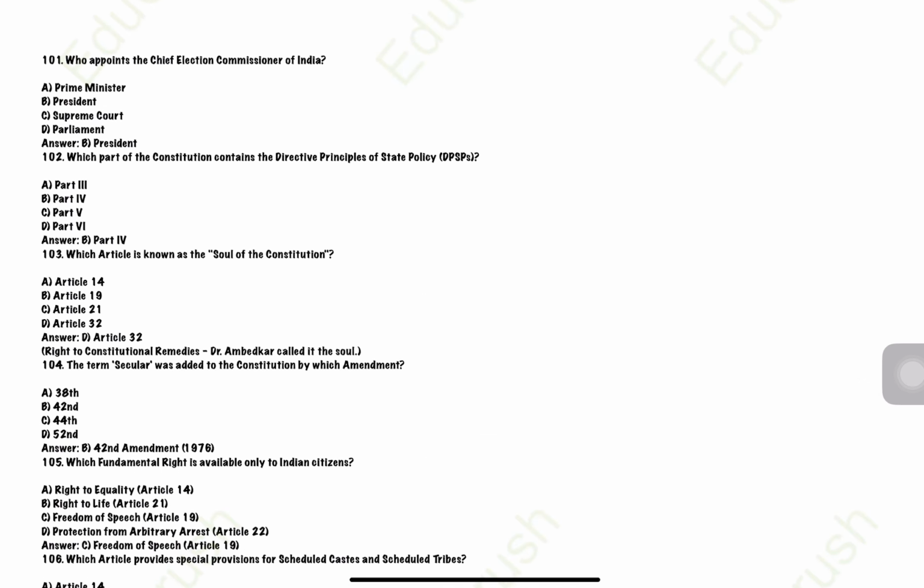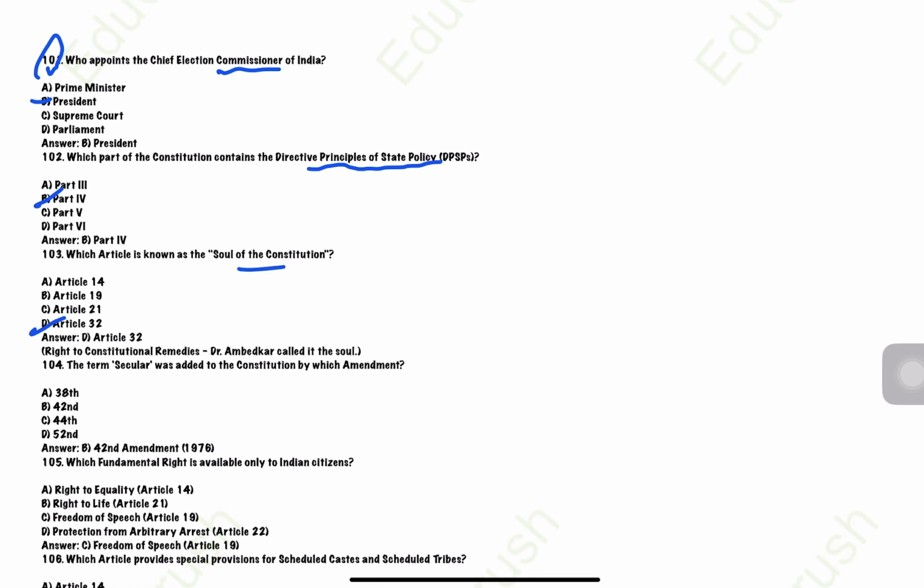Next, 101st question. Who appoints the Chief Election Commissioner of India? The President appoints the Chief Election Commissioner of India. Which part of the Constitution contains the Directive Principles of State Policy? Part 4 deals with the DPSPs of the Constitution.